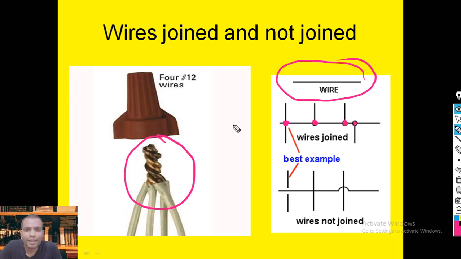If two wires are supposed to join, this is one wire and this is another wire, so you can put a big dot right there. I can use a different color to highlight the dot. So this is representing a joined wire.